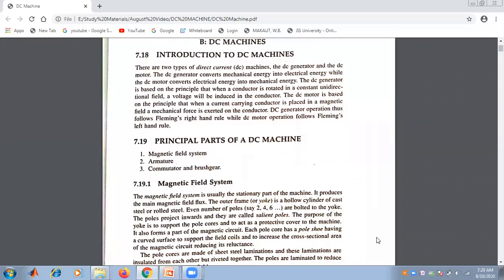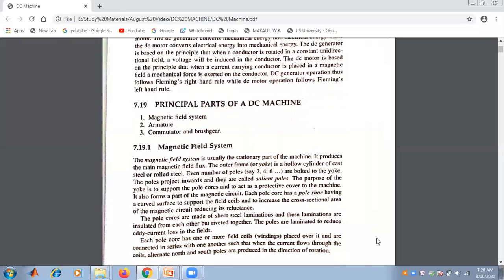Next is the principal parts of a DC machine. A DC machine has generally three parts: first, the magnetic field system; second, the armature; and third, the commutator and brush gear. Magnetic field system, armature, commutator, and brush gear. So first, we are starting with the magnetic field system.